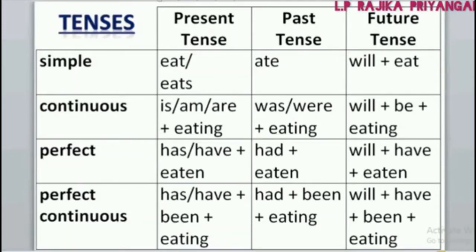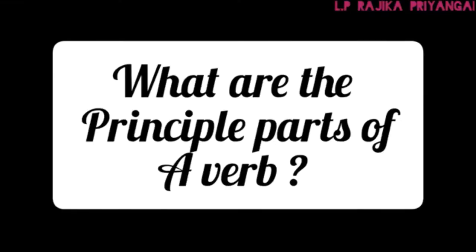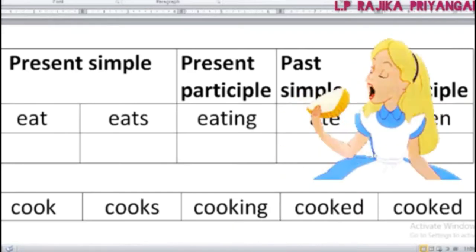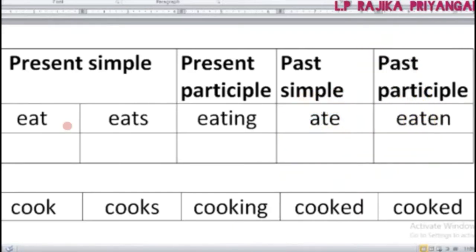Before we go any further, I want to remind you of one thing. If you want to learn the 12 tenses, you should know the principal parts of a verb. What are the principal parts of a verb? They are present simple, present participle, past simple and past participle. If we take the verb eat, the principal parts are eat, eats, eating, ate, eaten.